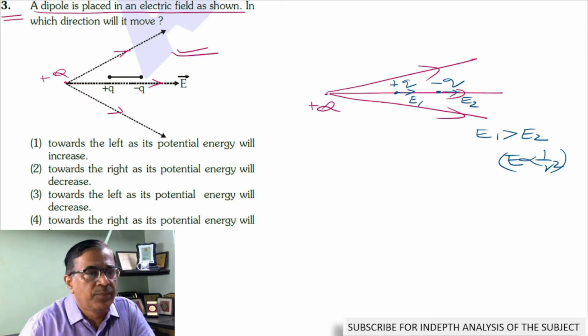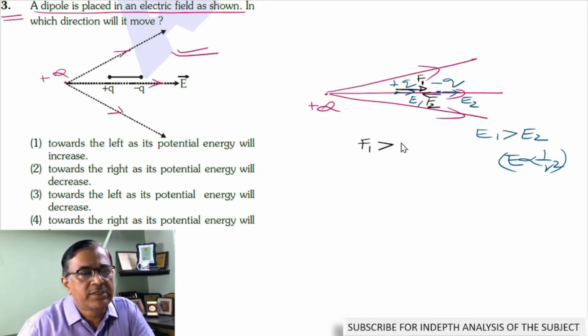Direction of force acting on this plus Q charge should be in the direction of the electric field. So this is the direction of electric force acting on plus Q charge, and say this is F1. The direction of force acting on minus Q charge should be inwards, and we expect F1 to be stronger than F2 because of this very reason, that E1 is greater than E2, and this dipole should move radially outwards as suggested by this expression.